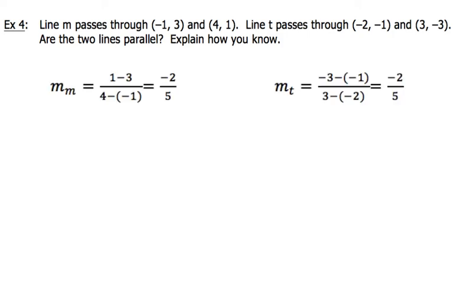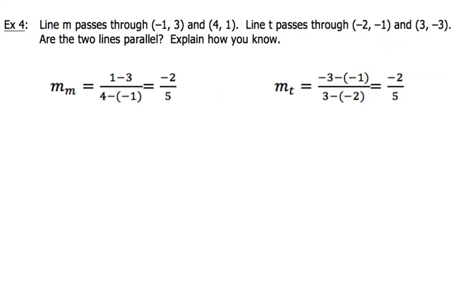Now when you do organize your work, this is how it should look. You've got the slope, and then the little m is for line M, and then you show your formula and calculate that for each one of your two lines. Now we've got a little bit of information here asking about the slopes, so what you want to do is analyze that. Look at each one of the slopes. The slope of line M is negative 2/5, and the slope of line T is also negative 2/5.